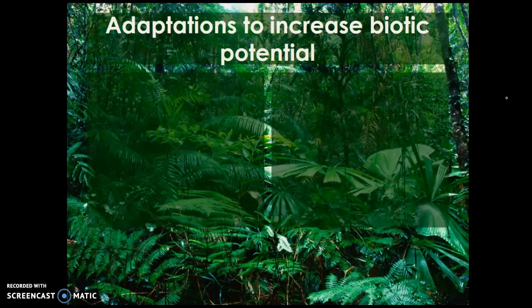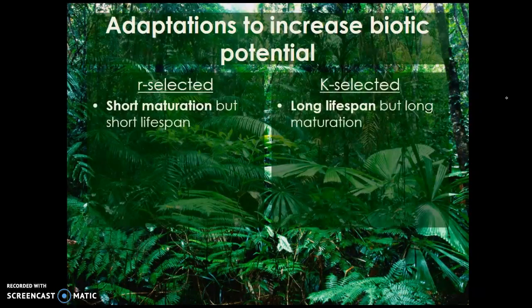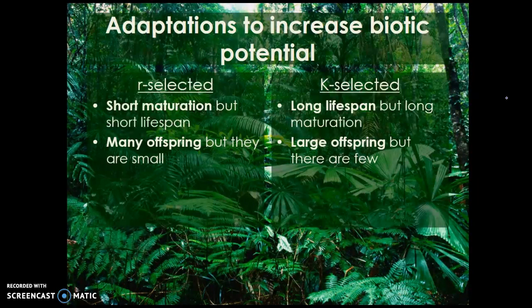All right, so now we're going to talk about adaptations to increase biotic potential. This is the difference really between our R-selected species and our K-selected species. R-selected species are going to have a short lifespan and short maturation, and Ks are going to be opposite. They're going to have a long lifespan and long maturation. And what I mean by maturation is it's going to take them a little bit longer to be able to reproduce and make their own offspring.